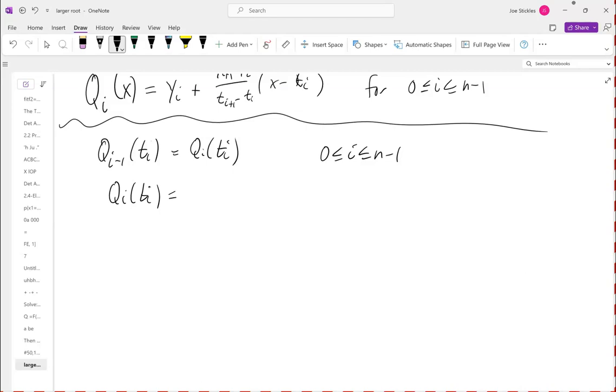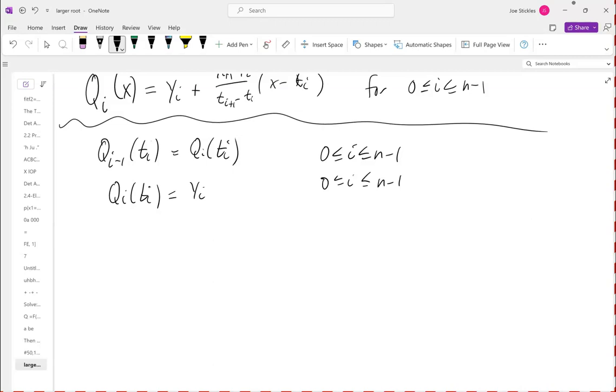Well, remember we're going through t_i and y_i. What better come out of that? The better be the y_i, right? That better come out of that, right? Okay. So when I put in q_i, p_i, I better get that. And that also is for i from 0 to n minus 1. So now we have another n equations, right?